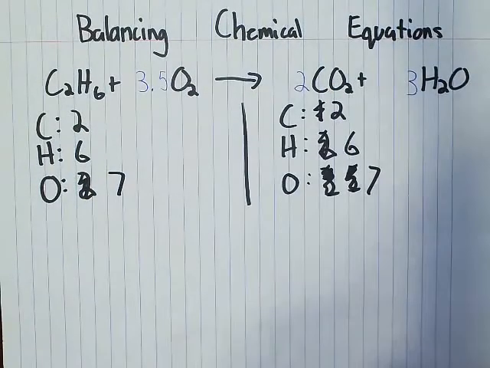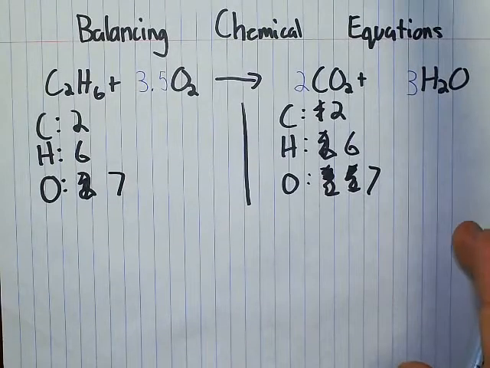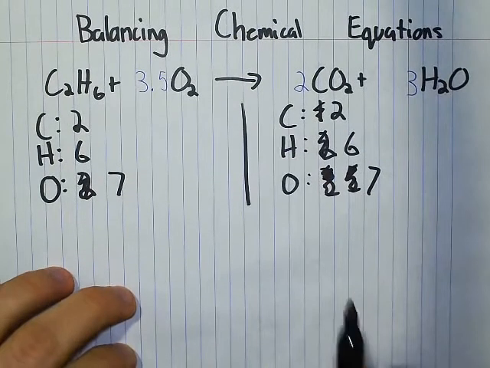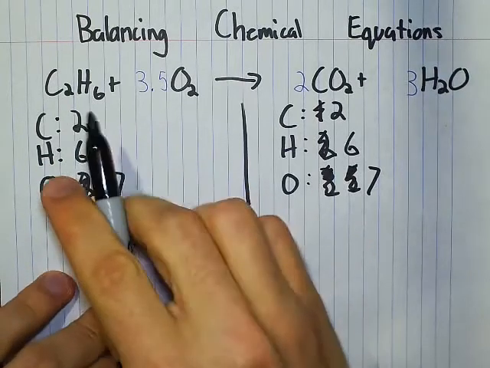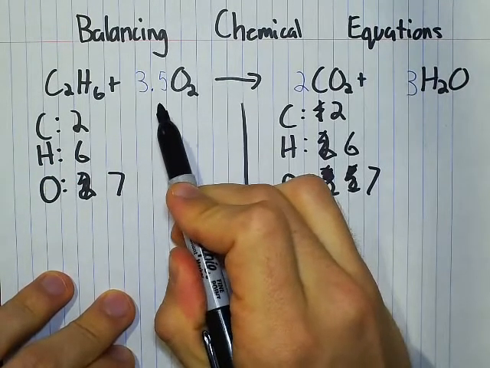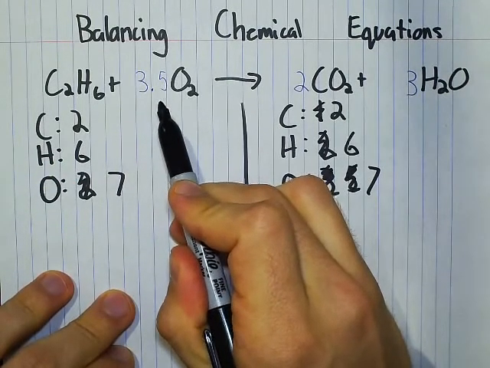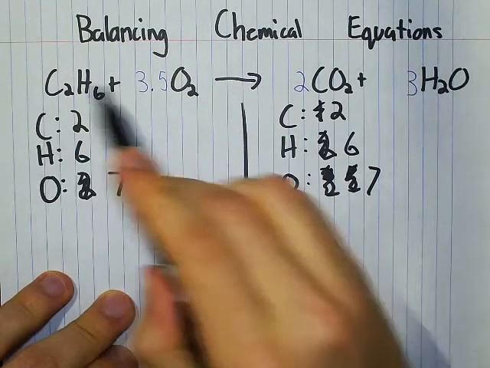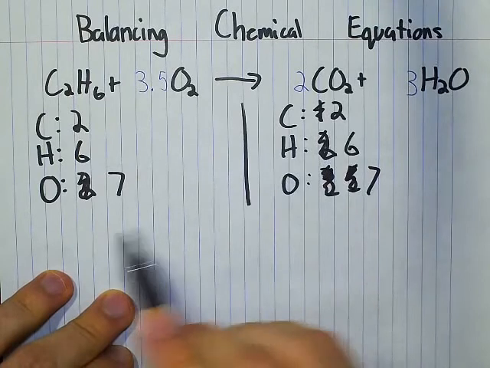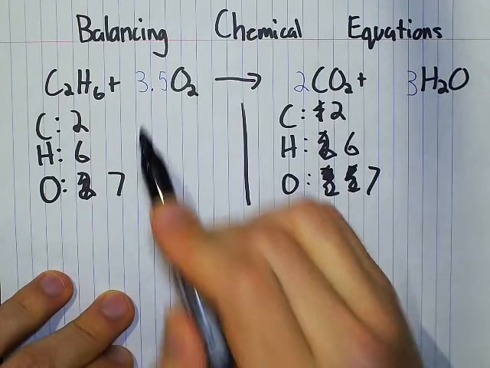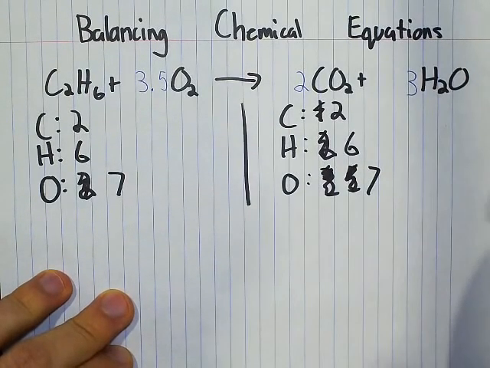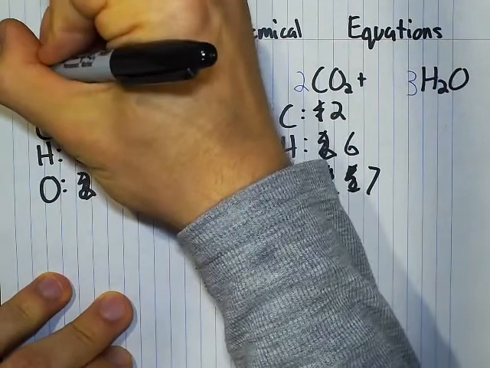So now I've got 3.5 oxygen atoms. That would put me at 7. And now this equation is balanced. But we can't have this 3.5 in here. What we can do, once we're balanced with a non-whole number, is multiply everything by 2 to get it all whole. Multiply every coefficient by 2, and this will still be balanced, and we'll get rid of this 3.5.